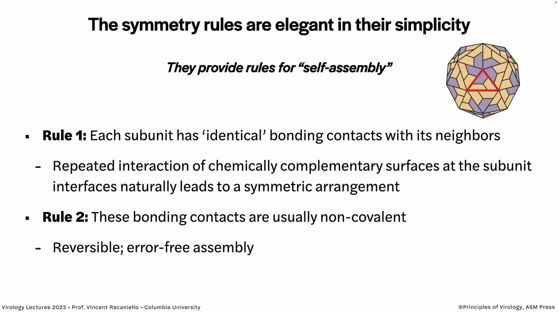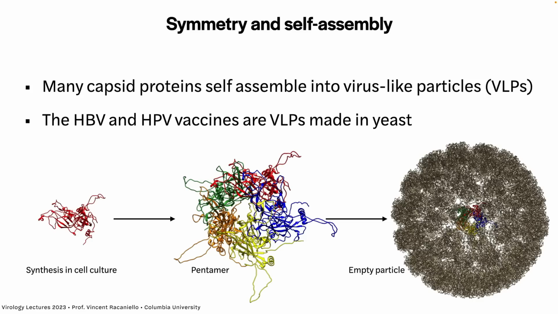And then, of course, these contacts are usually non-covalent so that the virus particle can come apart when it gets into a cell, as we've already talked about. But also during assembly, if there's a mistake made, they can be taken apart, kind of like an assembly line for a car, and we'll talk about that later. You know, if you put the door on wrong, or if it's a broken door, you can take it off and put a new one on. Similar idea for these being reversible.